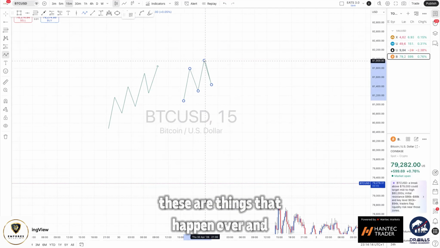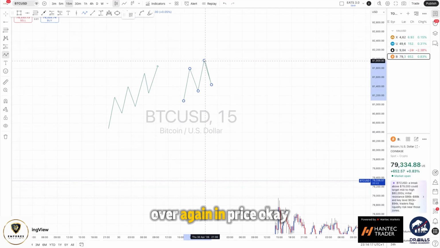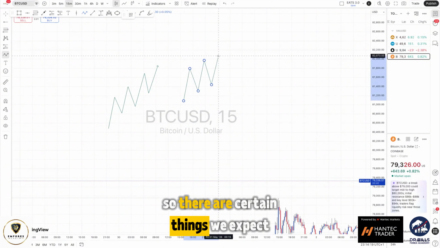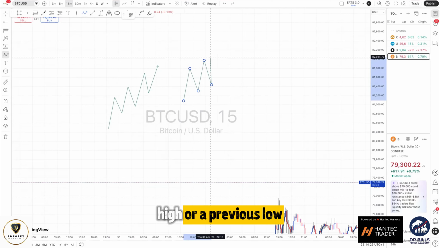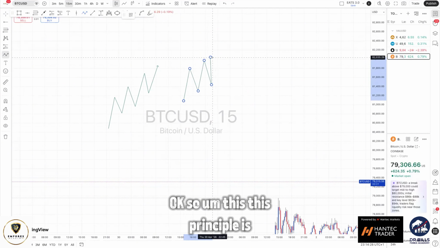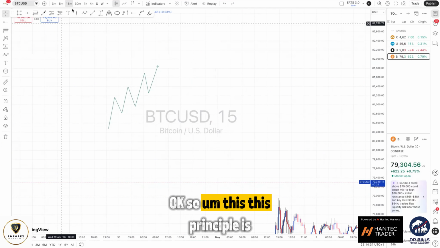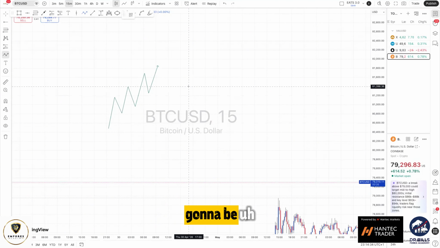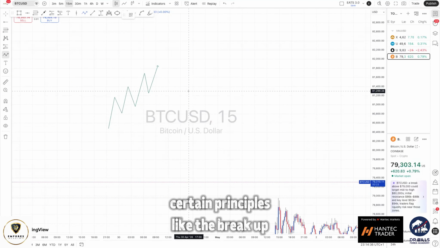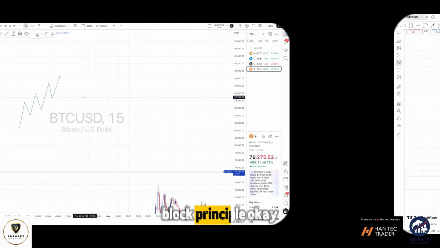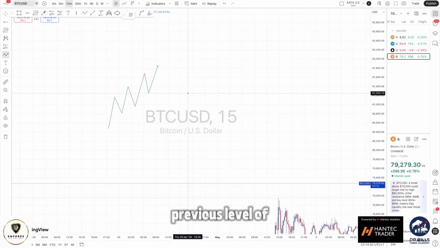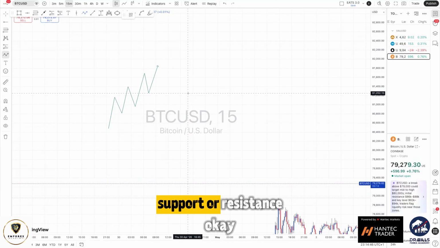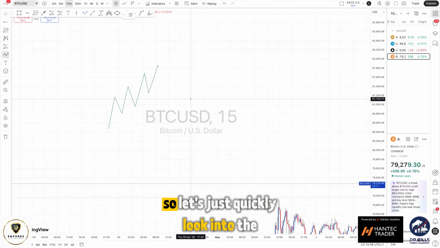These are things that happen over and over again in price. So there are certain things we expect to happen when price fails to take out a previous high or a previous low. We're going to look into certain principles like the breakout block principle, where we expect price to pull back into a previous level of support or resistance. So let's quickly look into the chart.